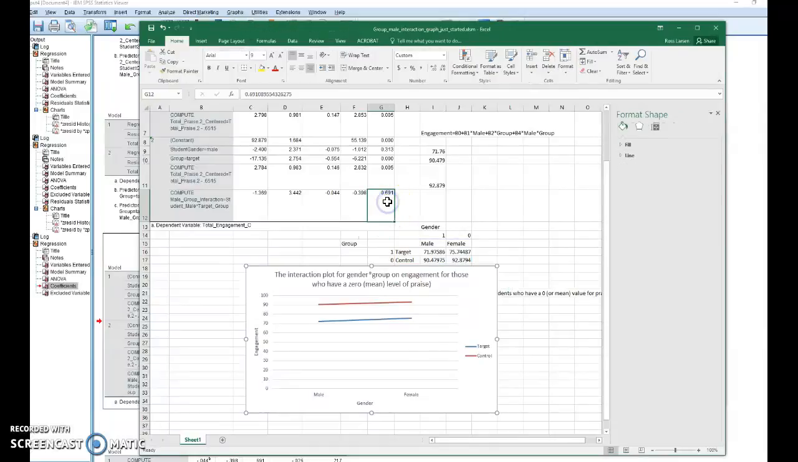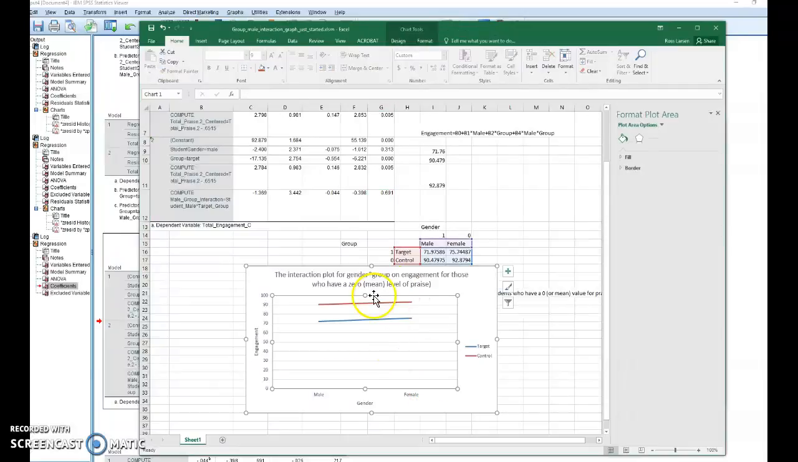But remember this p-value of 0.691 shows that these differences could easily have happened by chance alone. So this graph shows an ordinal interaction, but it's a non-significant interaction. And so there's not much more to talk about.